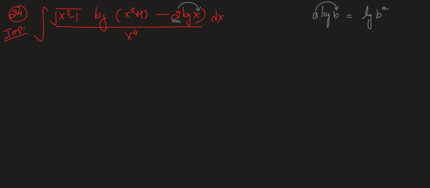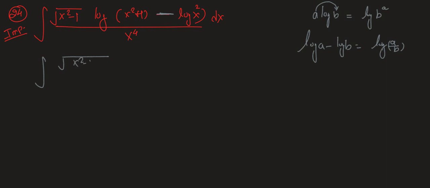So what will it become? Let me write it here. This 2 will go behind and will become, just let me write down, x square. Correct. Now there is one more formula. If you have log a minus log b, it is log a by b, and a minus becomes division. So let me do it. Under root of x square minus 1, log of this minus log of this will become what? x square plus 1 by x square.